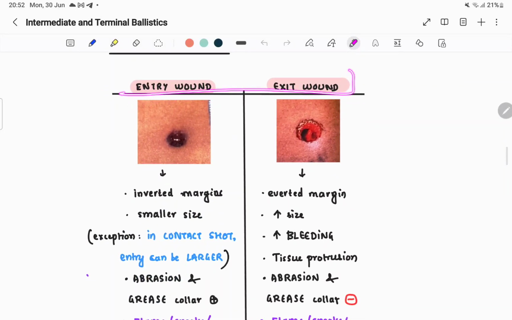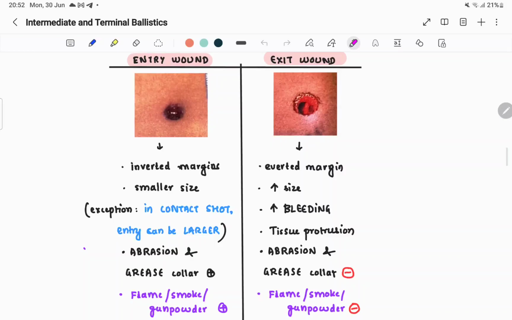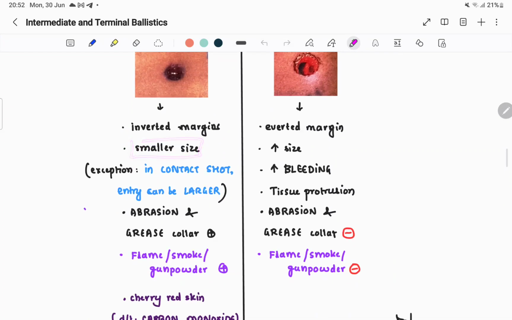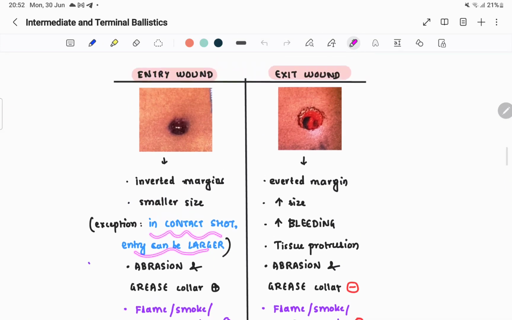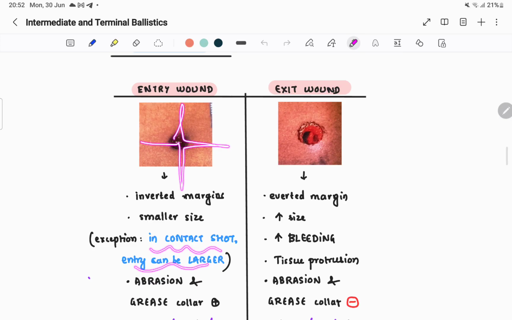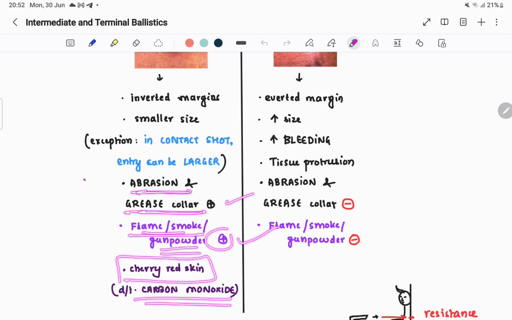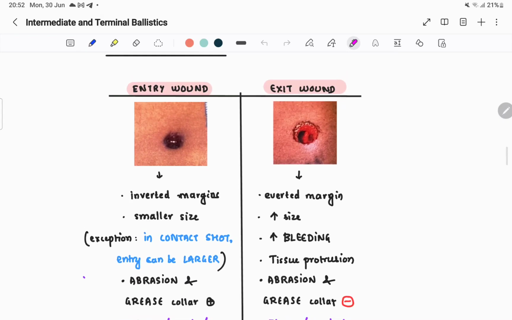So let's look at the difference between entry wound and exit wound. Entry wound will have inverted margins. Smaller size basically, except in a contact shot, where entry can be larger. In a contact shot there is a stellate tear, so entry can be larger. Abrasion color, grease color found. Flame, smoke, gunpowder present. Cherry red skin due to carbon monoxide. Skin can be cherry red in color.